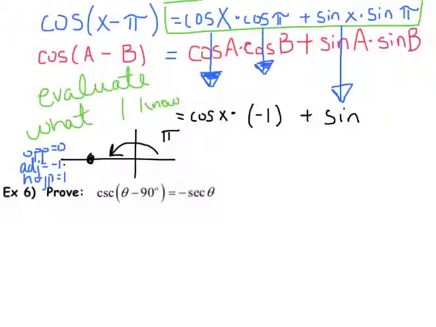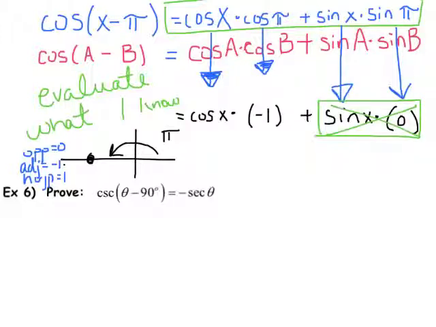But sine of pi, I do know how to evaluate. So again, I look at pi. I say, well, here's where pi is. Sine of an angle is equal to opposite over hypotenuse. So 0 over 1, which is 0. All right, so now what is sine of x times 0? So that's 0. That goes away. What is cosine of x times -1? Well, that's equal to negative cosine x.